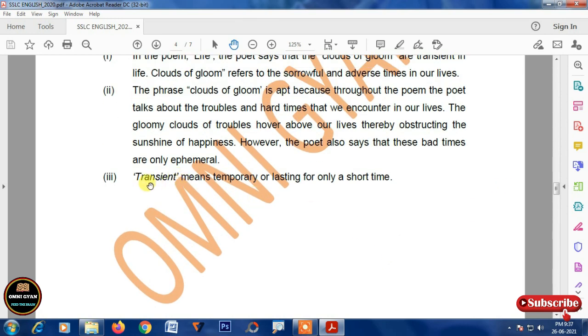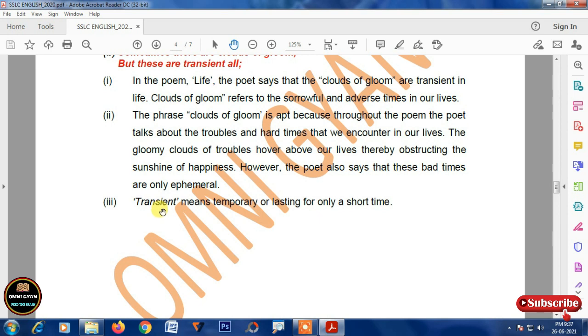And let me tell you, what is the meaning of the question was, what does transient mean? I would like to suggest you students that please study the word meanings also from your textbook. This particular word is there in your textbook itself. This is from the poem Life, and at the bottom of the page, okay, you'll find word meanings, right?